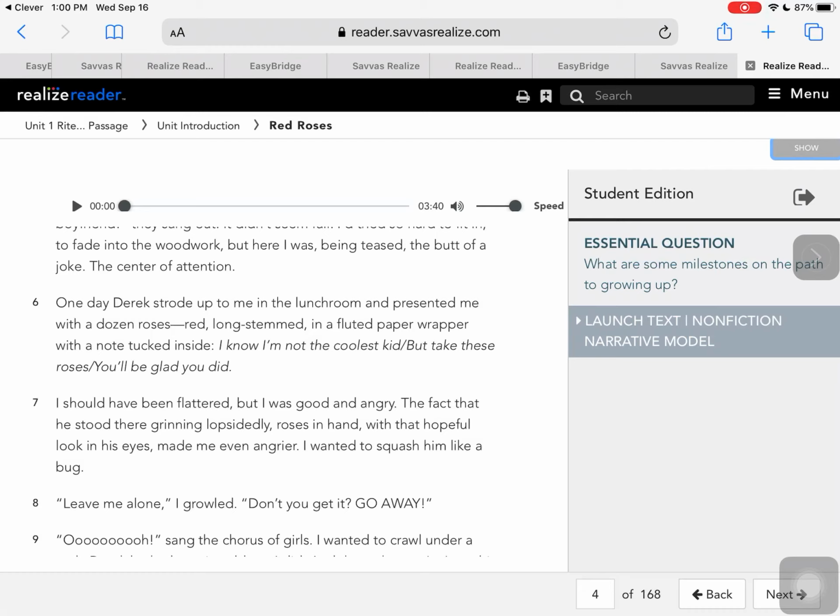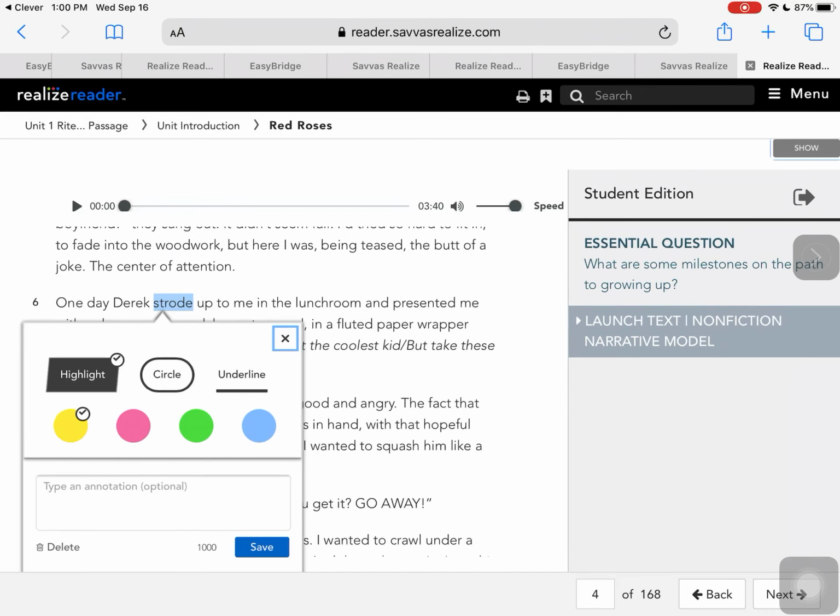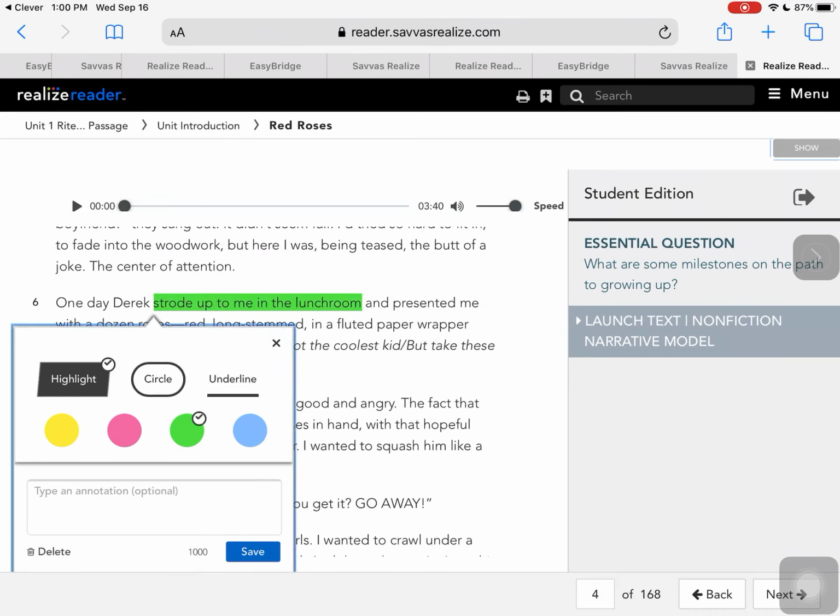a really good descriptive detail. He comes in with a dozen red roses, long-stemmed and fluted wrapper with a note tucked inside. And it also says he strode up to me. Striding is a kind of walking that's like with purpose. So I'm going to highlight that first. Strode up to me. And I just hold my pencil down till that comes up. And I'm going to drag this way. And that is a descriptive detail.